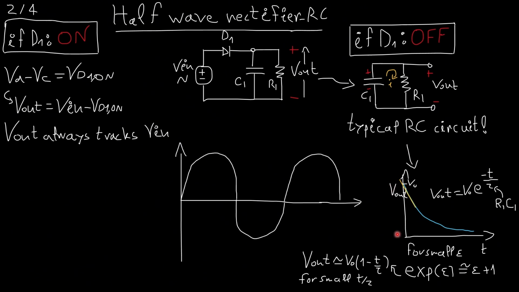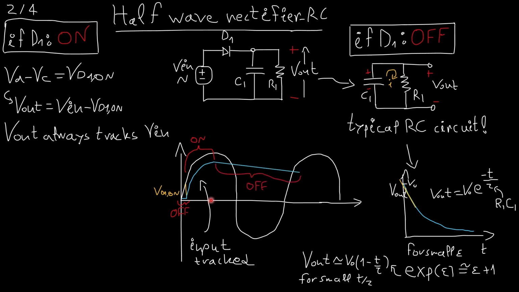And if I were to now draw the output and the input on the same axis, the diode would be off for this time. It's going to be on again. Again, it doesn't matter what we have here, as long as the device is on, the output tracks the input up until this point. The diode turns off again from this to this.